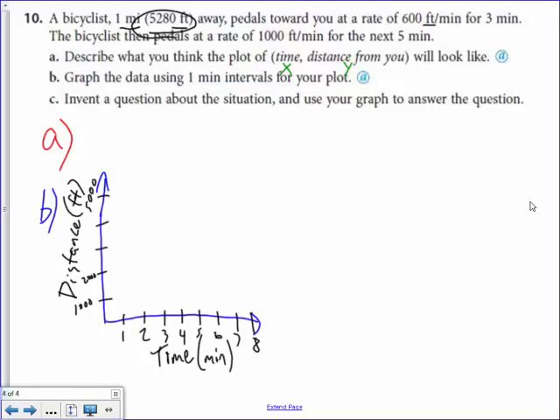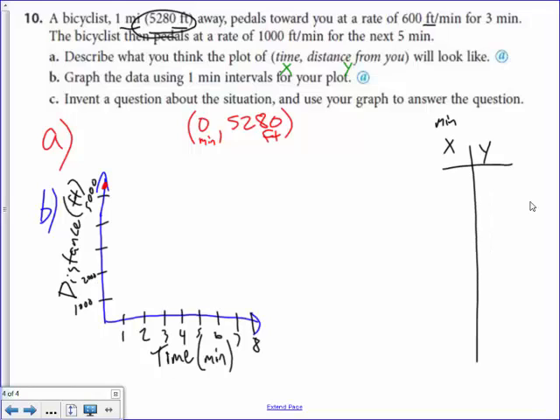So where would my first point be? Would it be up high, or would it be right at the origin? Well, when 0 minutes have gone by, how far is the bicyclist away? Yeah, 5,280 feet, a whole mile. So when no time has gone by, I'm starting way up here, so I can put a dot right up top there. So this might actually help to make a table in this case. I like making tables whenever I'm going to graph. So X, Y. There's my minutes, and the Y is my feet. So at 0 minutes, I'm 5,280 feet away.